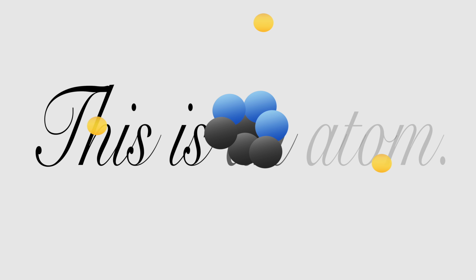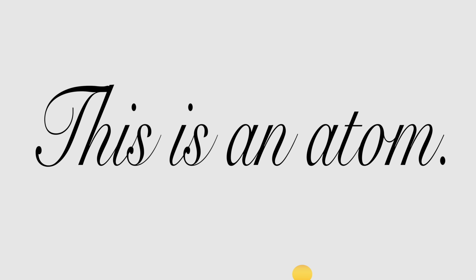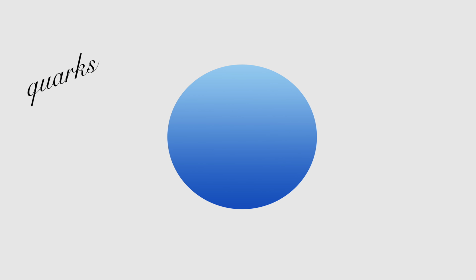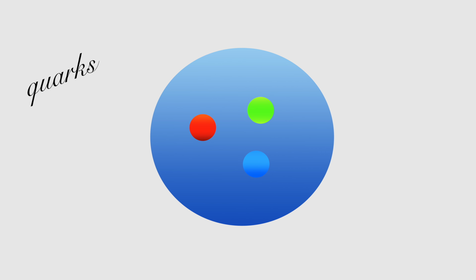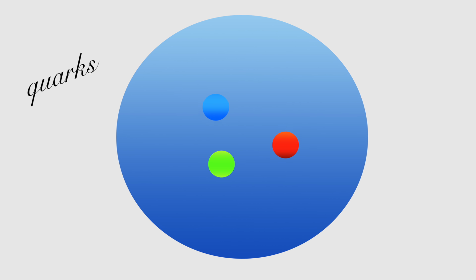This is an atom. An atom consists of an electron, neutron, and proton. And these are the three subatomic particles that we learn in school. But what's really inside a proton? Well, according to theoretical physics, inside a proton we have quarks. And there's not just one quark, but there are rather three quarks, each of a different color. Now, quarks are the fundamental constituents of a proton.